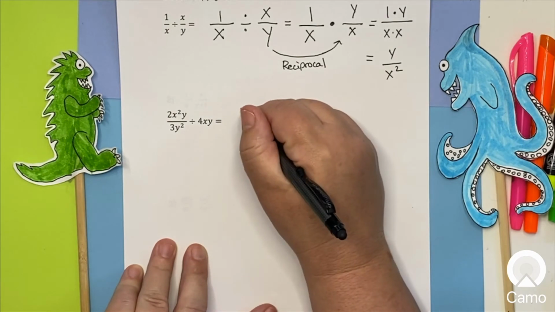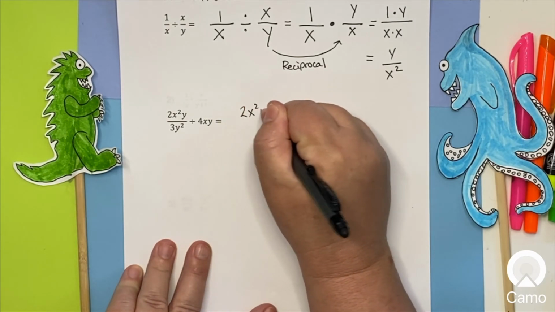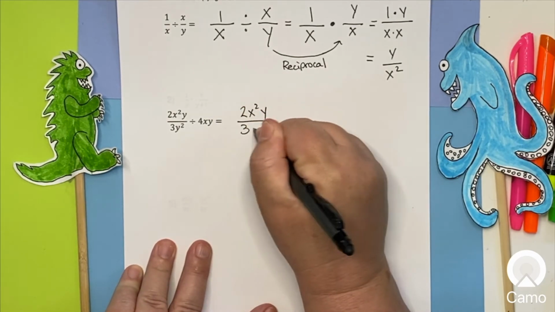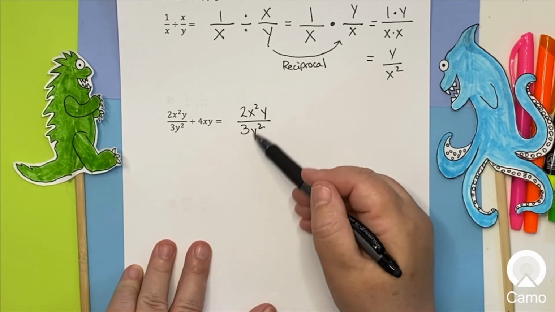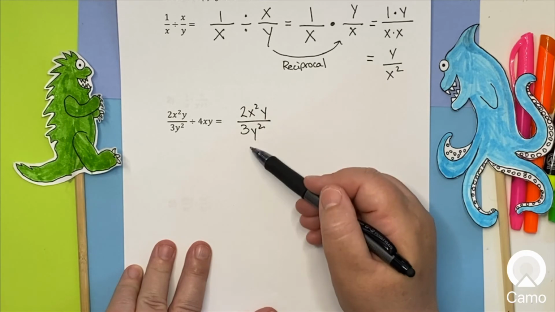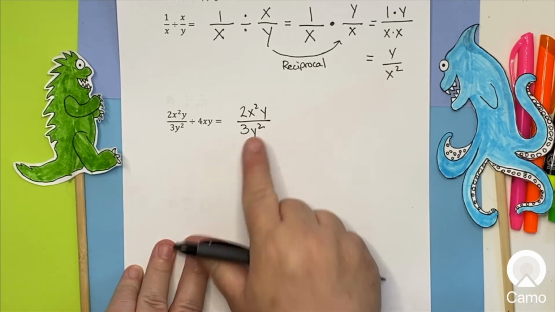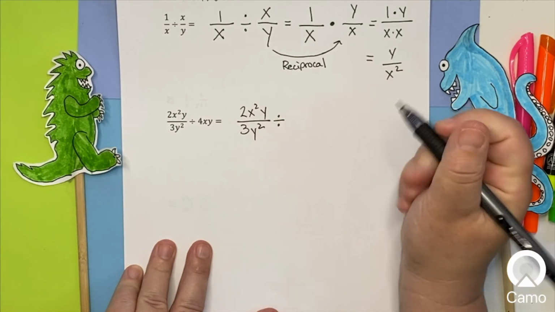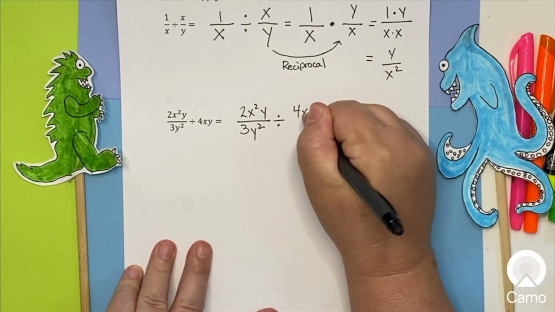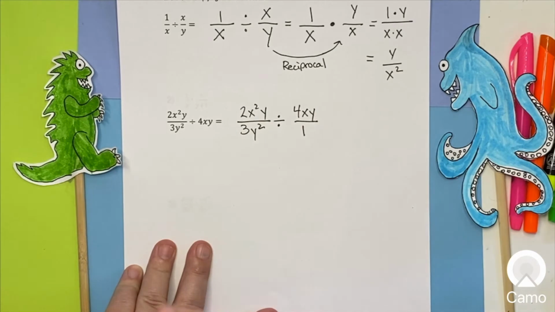So I'm going to rewrite. It's going to be 2x squared y all over 3y squared. And as I say that, I notice, oh my gosh, someone has left us a mess. Someone hasn't been reducing. So we're going to have to deal with that. But I'm not going to deal with that right now. All I'm going to do is write 4xy as a fraction.